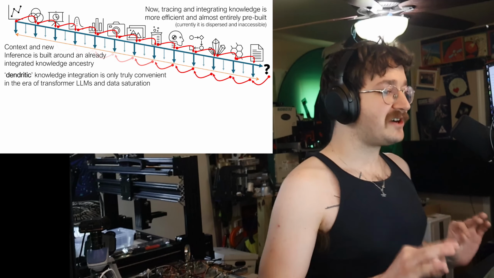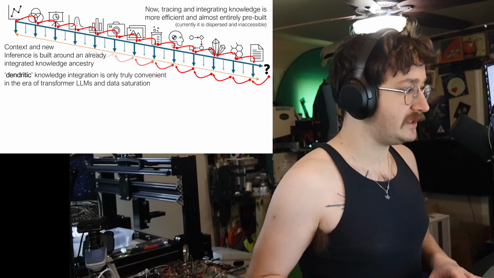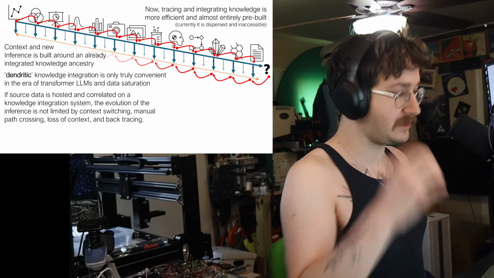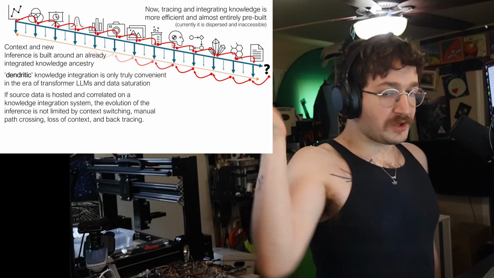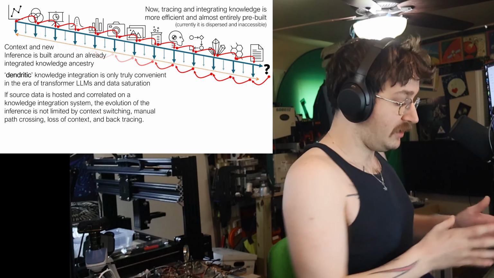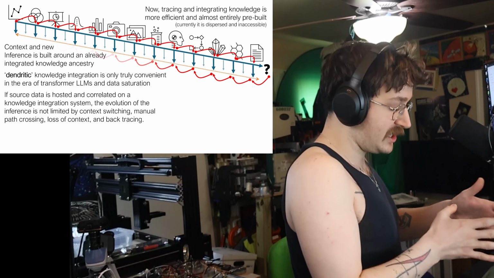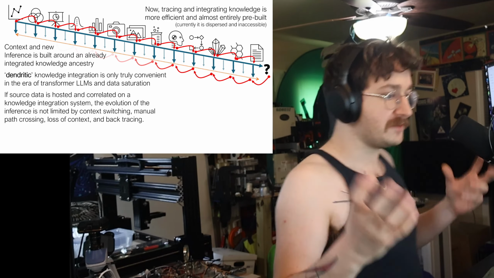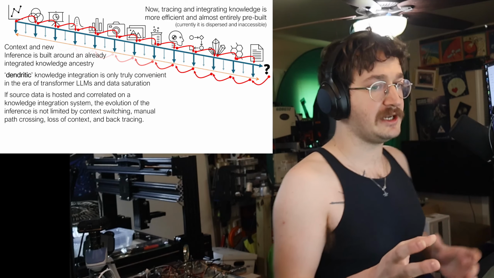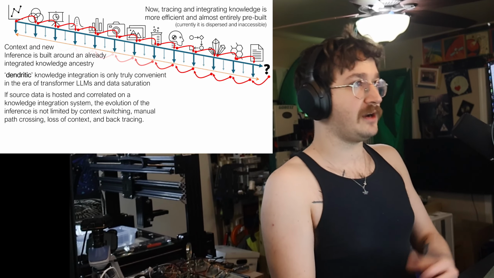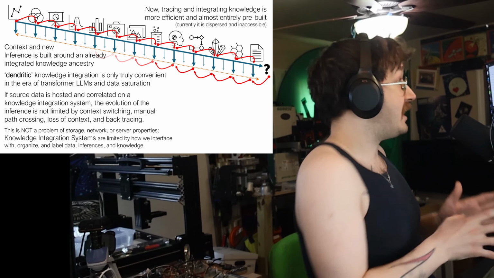So this dendritic knowledge integration is really only truly convenient in the era of transformer LLMs and now data saturation, right? The thing we talked about last time. If source data is hosted and correlated on a knowledge integration system, then the evolution of the inference is not going to be limited by that context switching and that manual path crossing, the loss of context and that back tracing, right? It's going to be only limited in what you're doing in that new connection down at the bottom line, right?